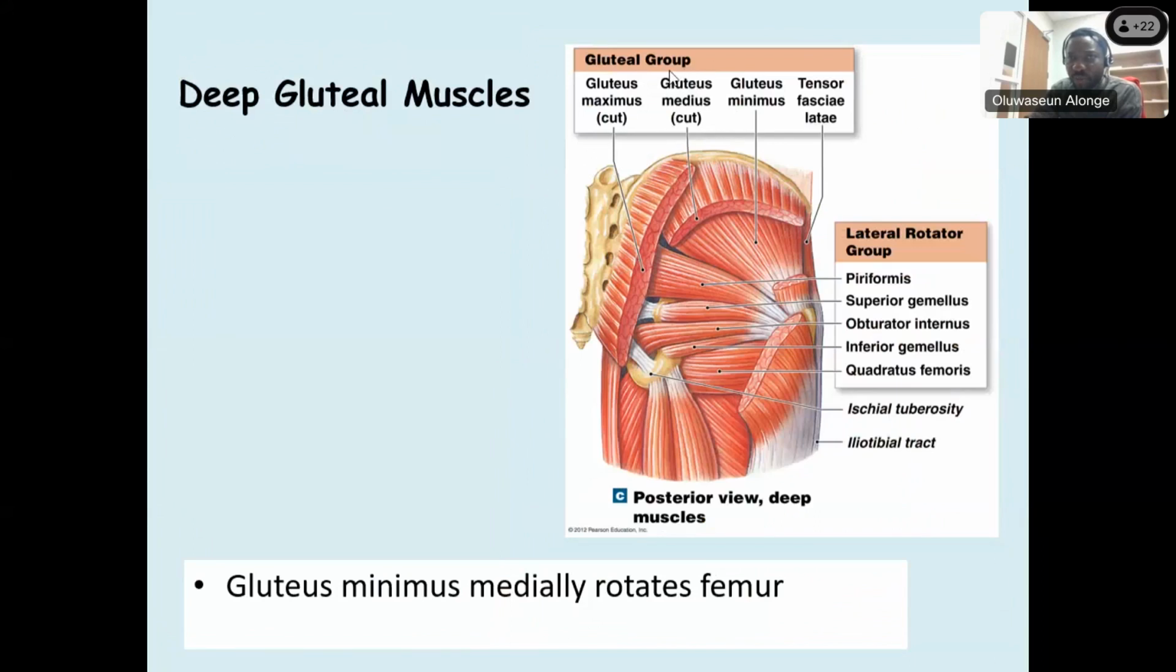So those are those muscles there. This is the medius, this is the minimus, and that's the maximus. Obviously, large, small, intermediate.